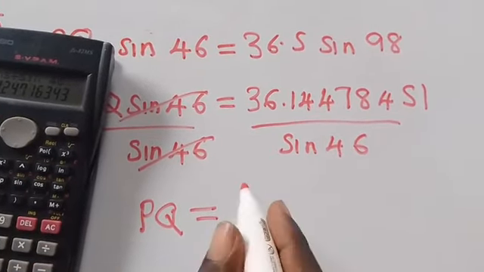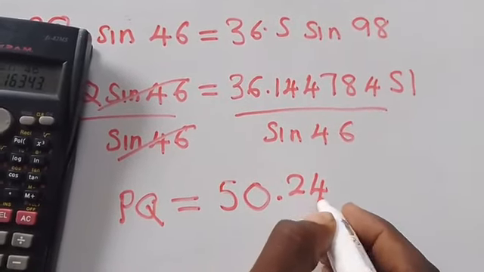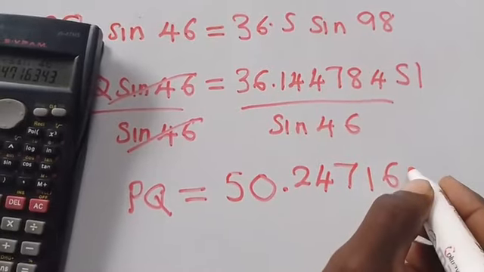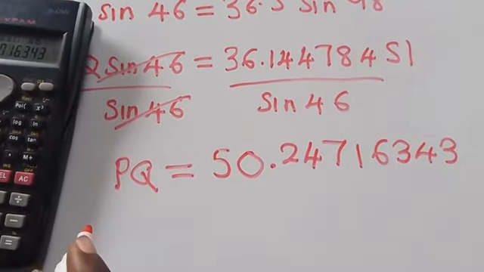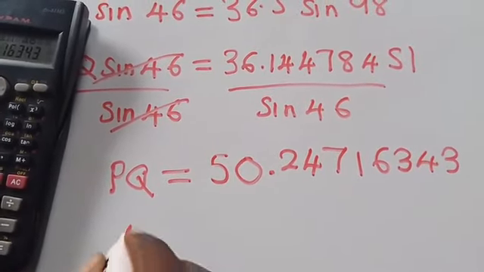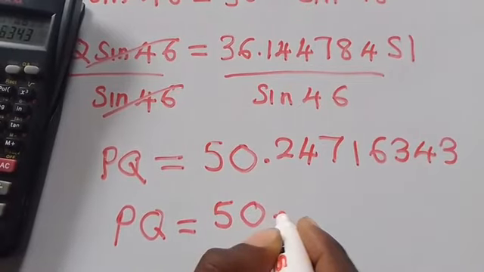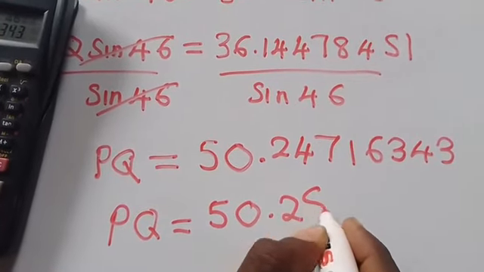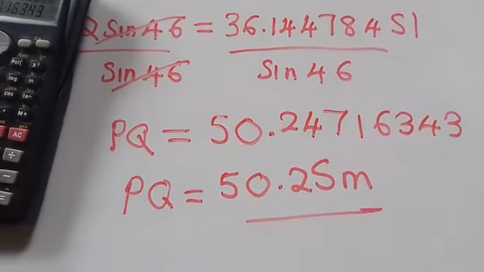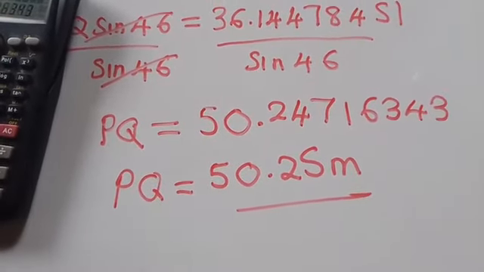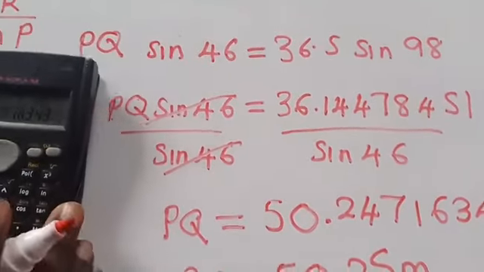So what is my answer? 50.24716343, like this. Then I put this answer to 2 decimal places. So I say PQ is equal to 50.25 meters. So I'm able to find that. That is my answer.